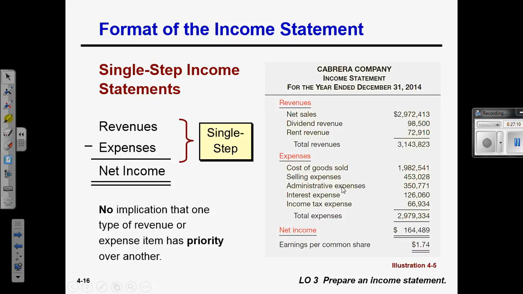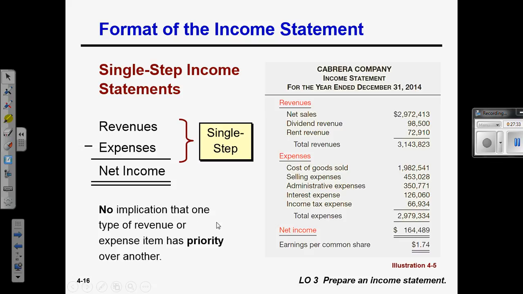But what if you're a service business? There's no such thing as cost of goods sold, right? They're selling services. So they would be far more apt to do this single step. They add up all their revenues, they add up all their expenses, the difference is net income. Got the idea? They even put income tax expense in here. You wouldn't have to, it's flexible. You could come down to income before taxes and then show tax expense and show net income. So you'll see a variety of things.